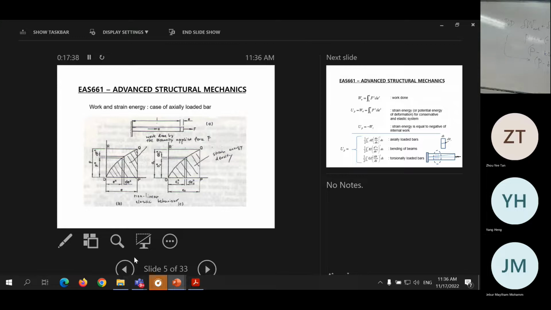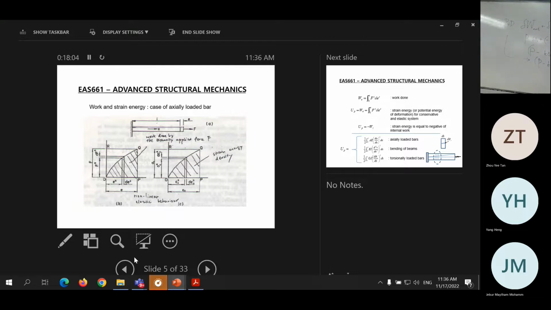So if we try to plot a graph showing what happened between the force and the elongation, and also because when you pull the bar, you have stresses develop, you have axial stress develop. When we plot another graph here, which is the stresses developed in the bar versus the strain that happened in the bar. So these are two diagrams here.